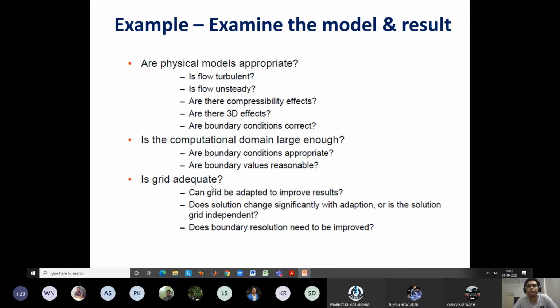Similarly, we can also check with different grid sizes. For example, if we have divided the domain into 100 parts, we can again divide the domain into 200 parts.